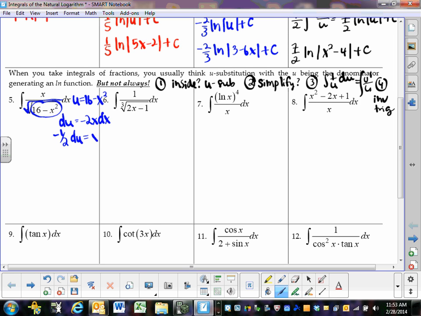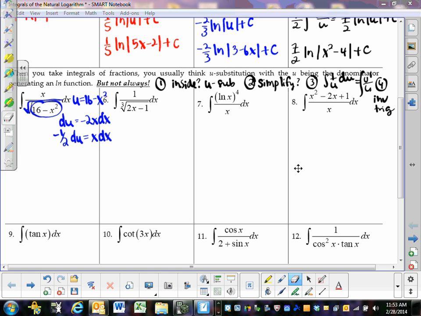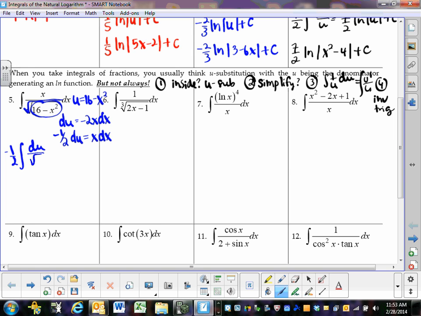So for number 5, I have a definitive inside-outside situation because of the square root. So u is going to be the inside part. Du is going to be negative 2x dx. So negative 1/2 du is a man-to-man substitution for x dx. So I have negative 1/2.